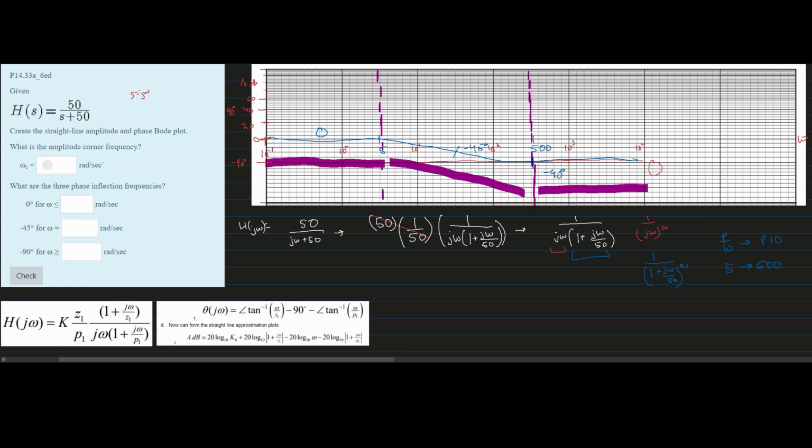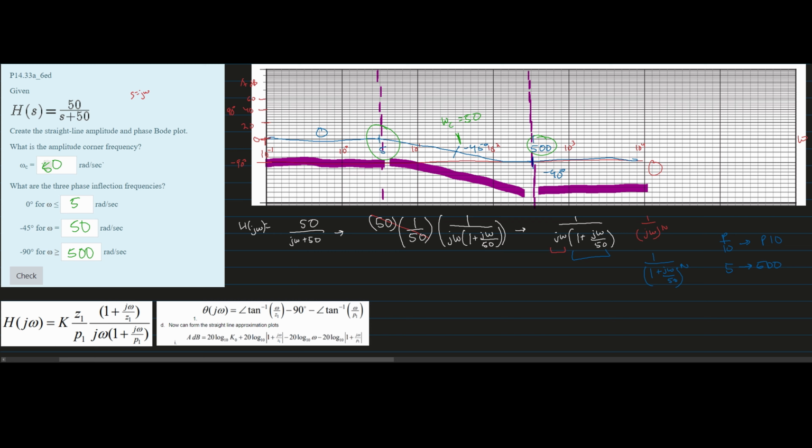We can see that we have 0 degrees when our omega is less than or equal to our 5. So we're going to have a 5 right here. And then the next one, we have negative 45 when omega is what? Well, we know that inside of here, our omega, and this is actually going to be our omega c, is equal to 50. So we found our omega c as well. We can write this in here as 50 rad per second. And then for this negative 90, we know that omega has to be greater than or equal to this 500. So we're going to write a 500 inside of here.